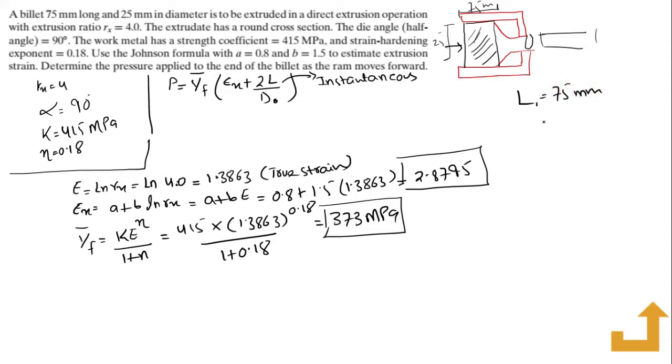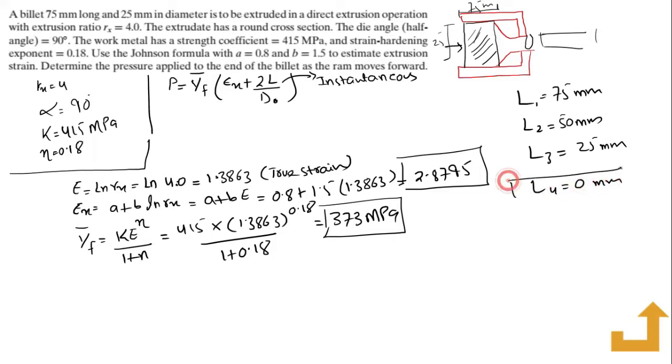We can select the intermediate length. Let's say we have extruded some amount of the length of the billet. Now the remaining is 50 millimeter. Now we have extruded some more amount. The remaining in the container is 25 millimeter, and last the theoretical value, that is 0 millimeter.